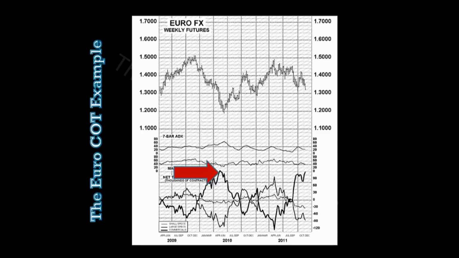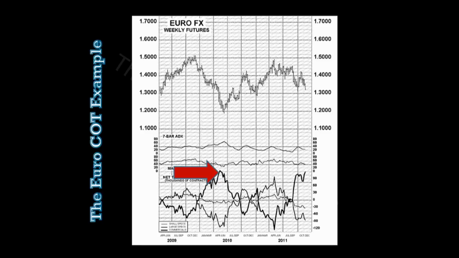Understanding again the idea of support and resistance is the central tenet to why this works. Not just simply are the commercials net long or net short. You want to be looking at support and resistance. You want to be looking at market structure. Are we in an overall bullish or bearish market environment?